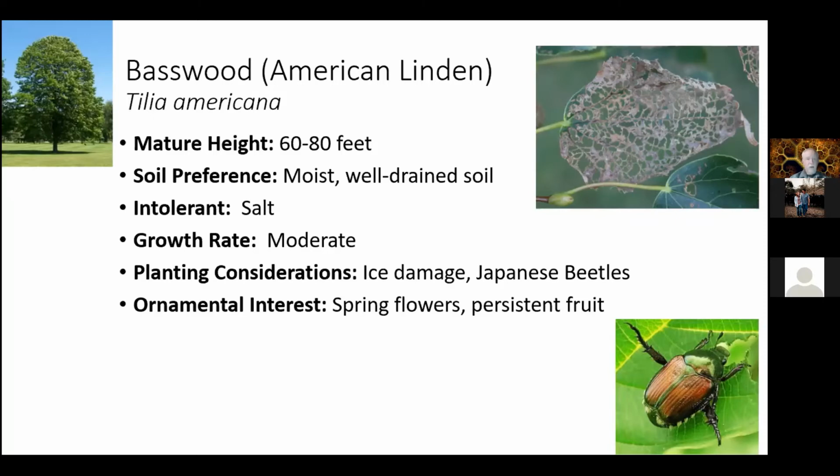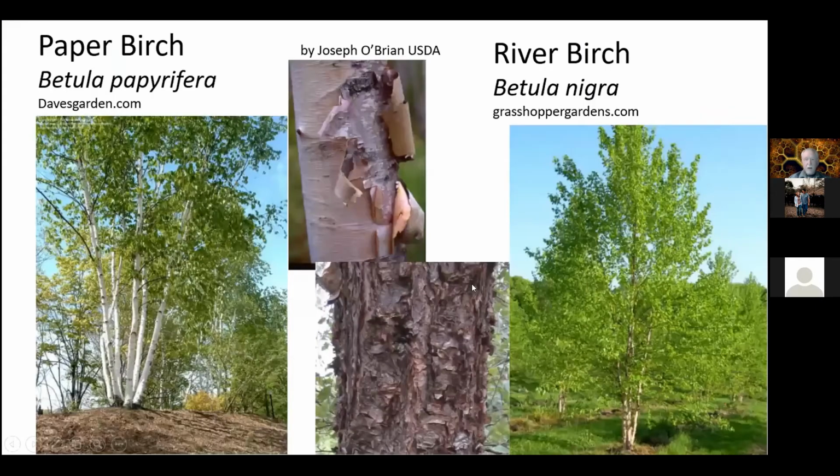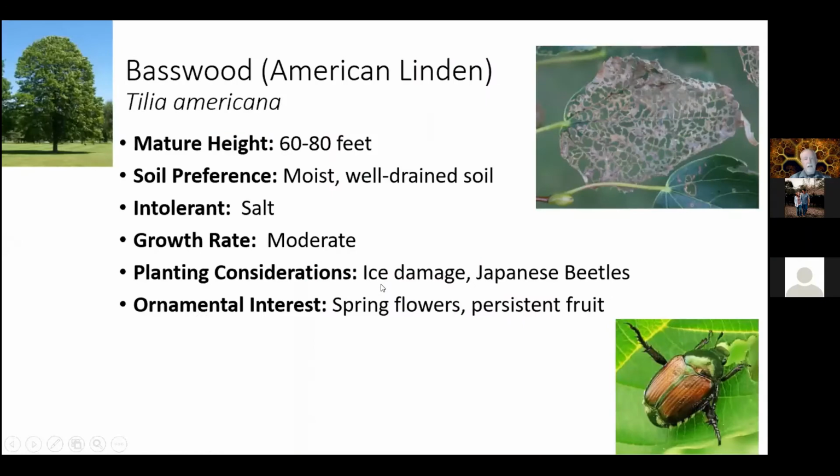Typical soil preferences, moist, well-drained soil. A lot of them say that. Doesn't like salt in the soil, so, ice melt. A lot of trees say that. Some are more susceptible than others. This has got a moderate growth rate, even though it's not an overly fast-growing tree. Whoops, jump ahead there. It is susceptible to ice damage. It's just the nature of its branching structure and so forth.